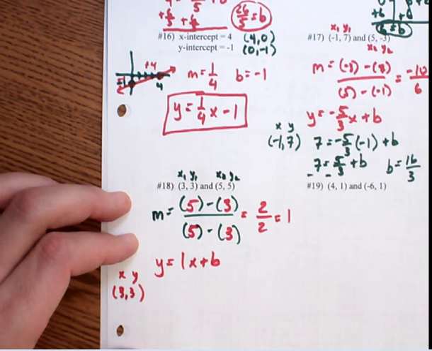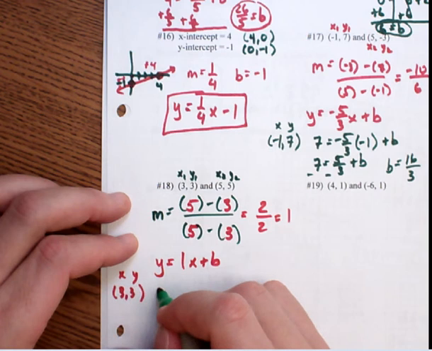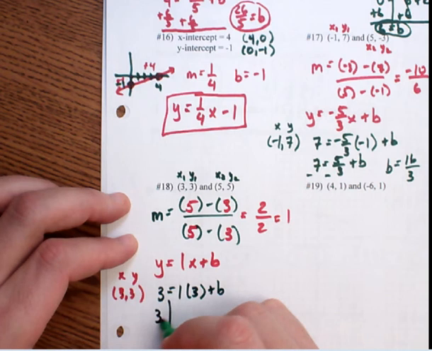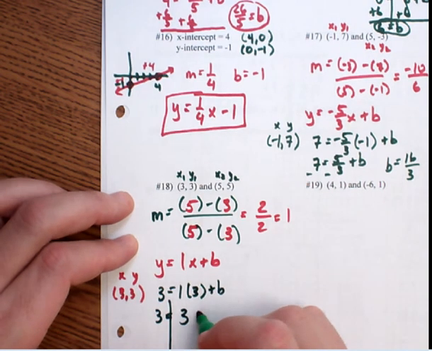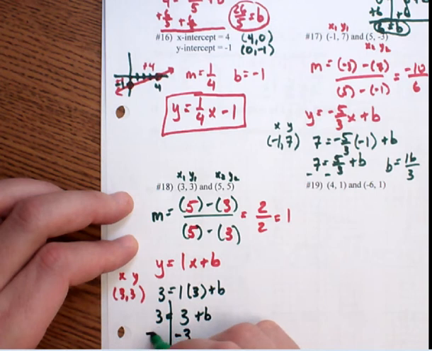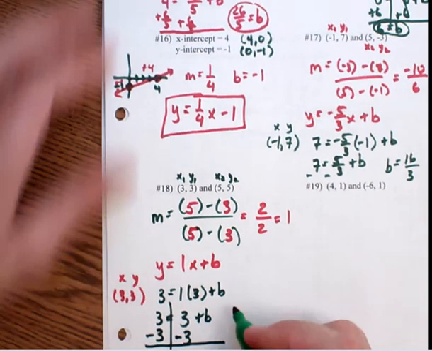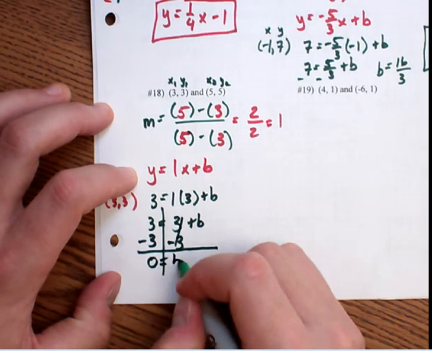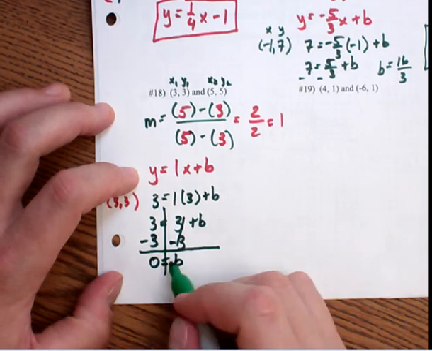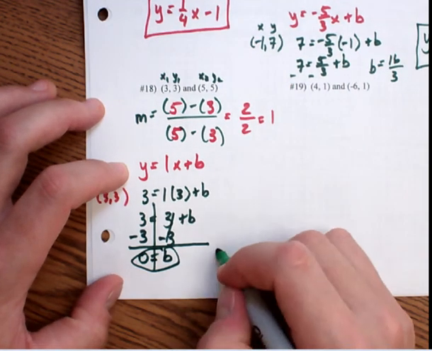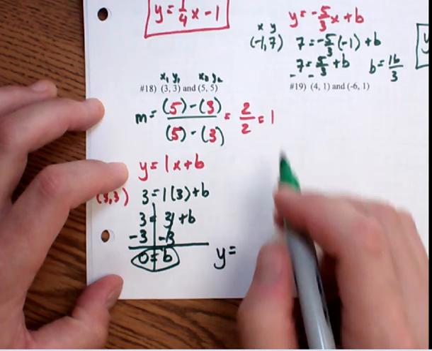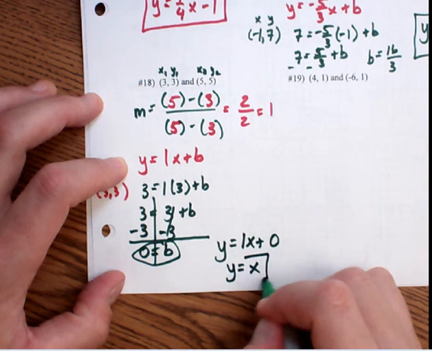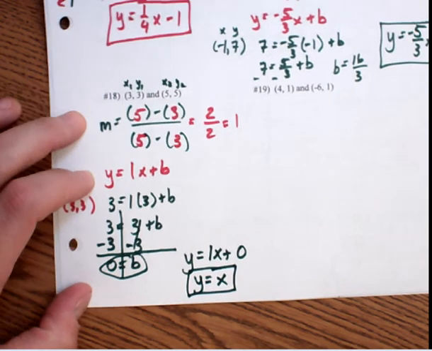X, y. So we get the y value was 3. The x value is also 3. 1 times 3 is just 3 plus b. We'll go minus 3 on both sides. So that gives us 0 equals b. Now that's a number. B is equal to 0. Okay, so our answer, y equals, the slope was 1. So 1x plus 0, which we're just going to write y equals x. That's it.